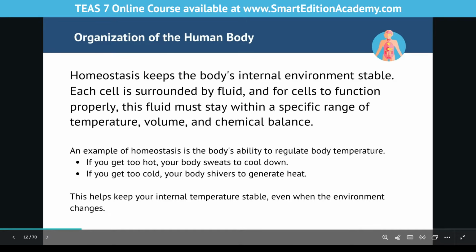One tip as you're studying for your TEAS exam, it's important to know how each of the different parts and systems of the body help maintain homeostasis. So when you start studying the cardiovascular system, the gastrointestinal system, the endocrine system, etc., always make sure that as you're studying, you're keeping track mentally, how does this system help maintain homeostasis?